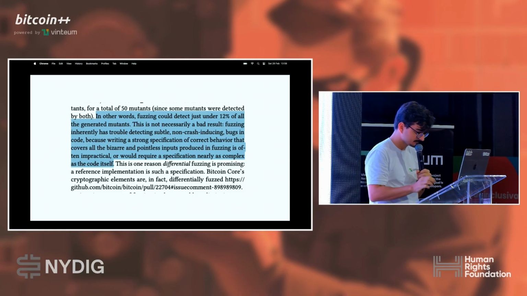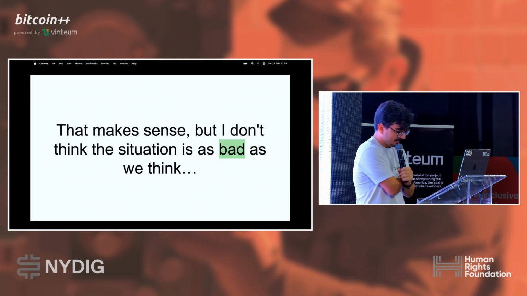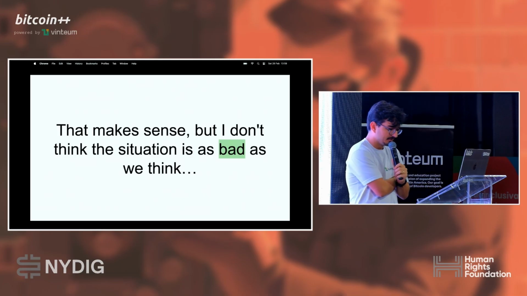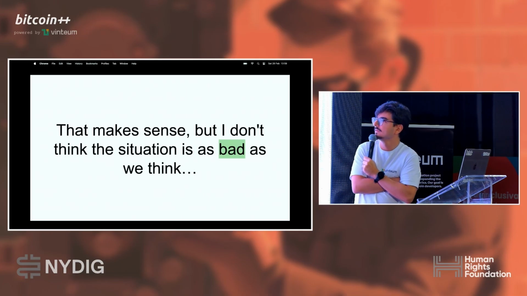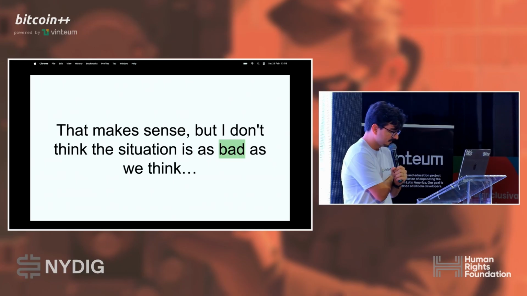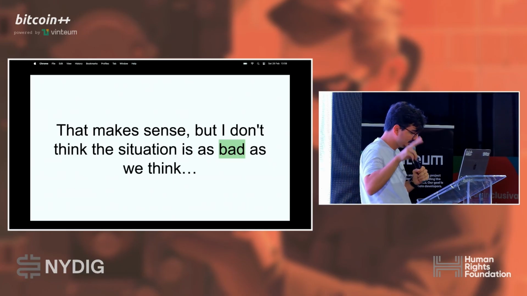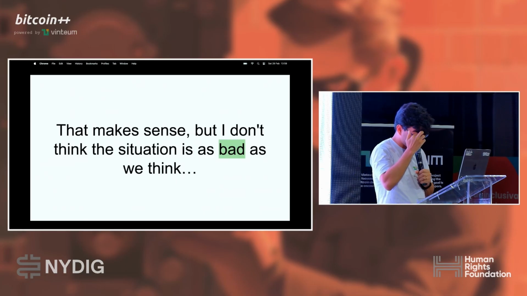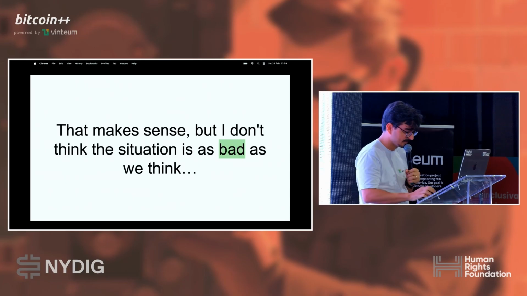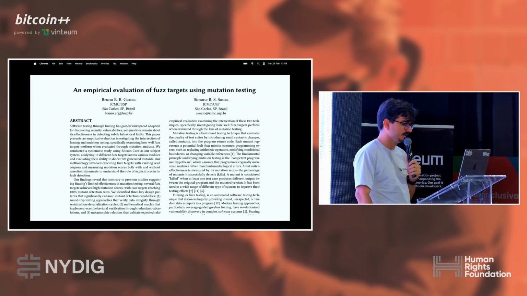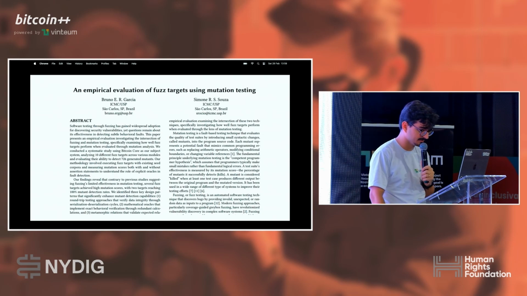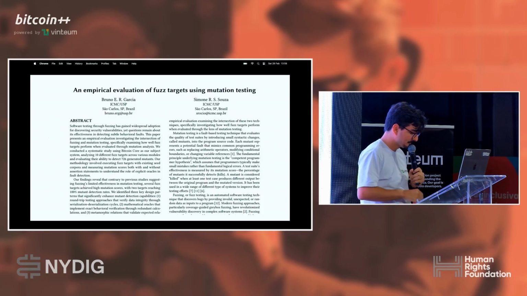But I was not convinced that fuzzing is really bad at killing mutants, even though it makes sense, of course, theoretically. So what I did, based on this provocation, was work on an empirical evaluation of fuzz targets using mutation testing. So I worked on this paper: an empirical evaluation of fuzz targets using mutation testing. This is a peer-reviewed and published paper, by the way.